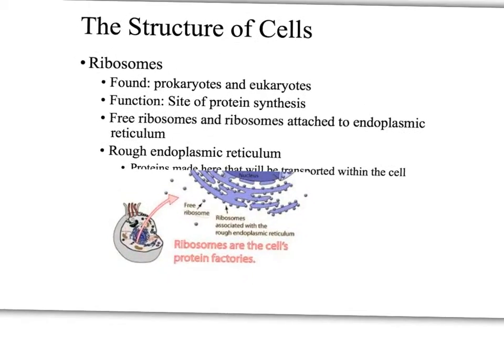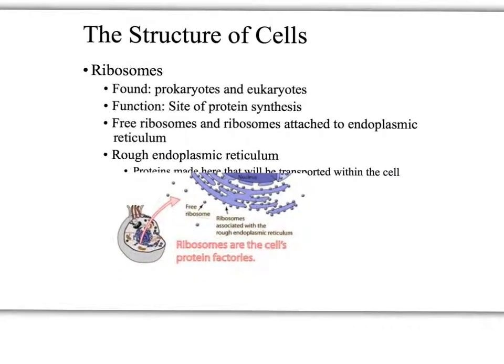Okay, so now ribosomes. Ribosomes are found in prokaryotes and eukaryotes. That's where protein synthesis occurs. Ribosomes can be in two different places, so they could be floating free in the cell, or they can be attached to the endoplasmic reticulum. If the proteins are made on the endoplasmic reticulum, the proteins will be transported within the cell in this endoplasmic reticulum membrane. Okay, main thing I want you to get is this.